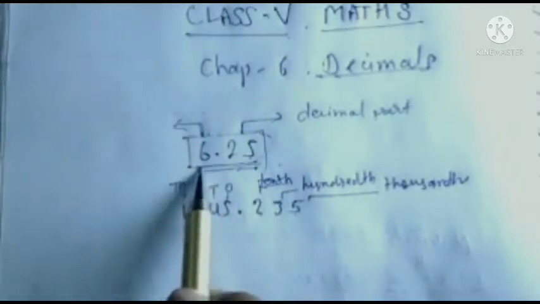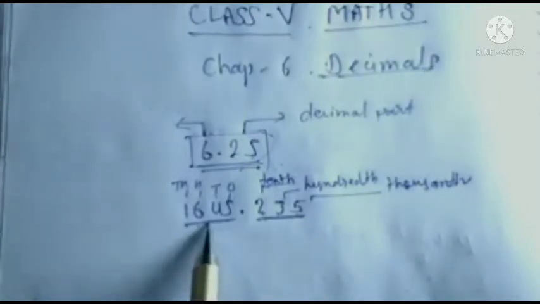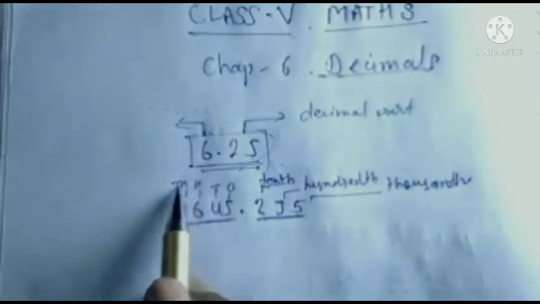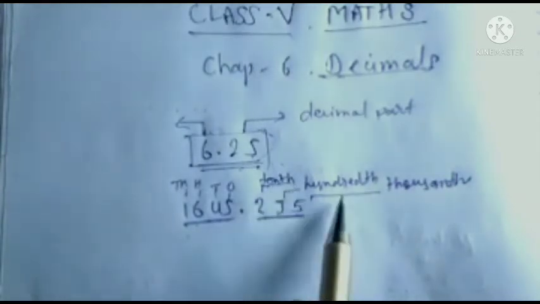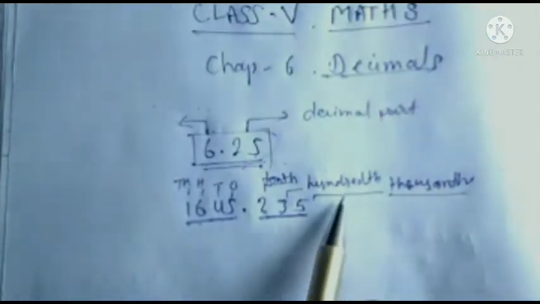This is called the whole number part, and this is called the decimal part. This part is read as ones, tens, hundreds, thousands. This part is read as tenths, hundredths and thousandths.